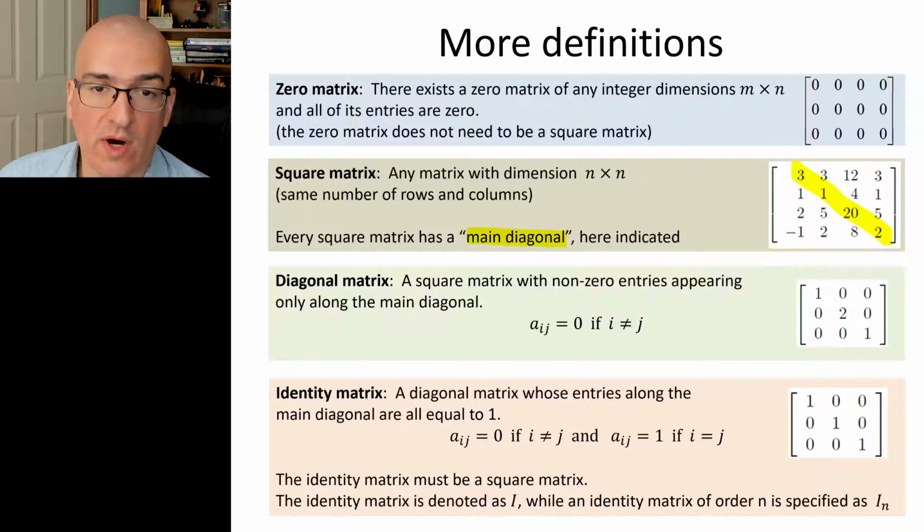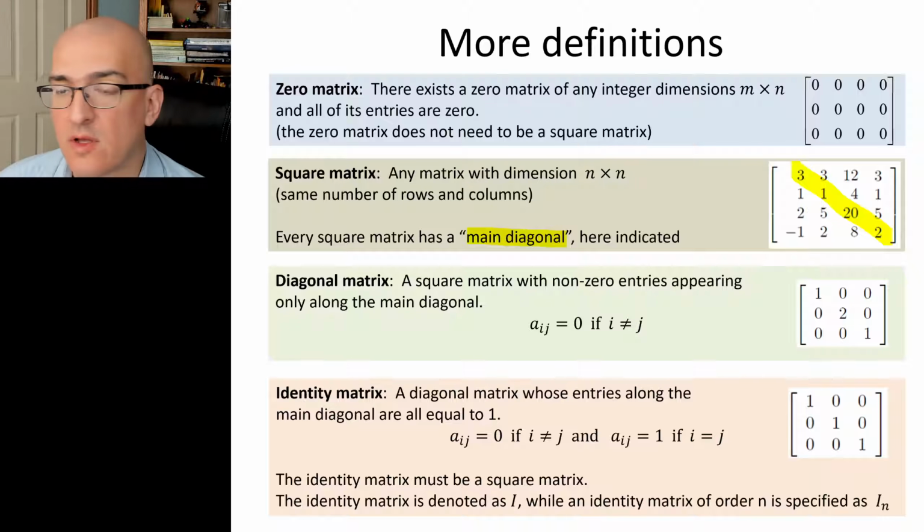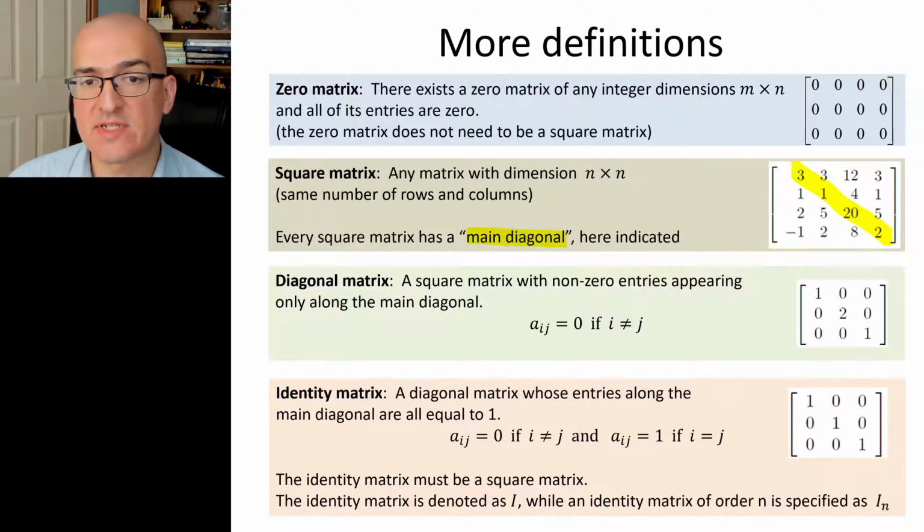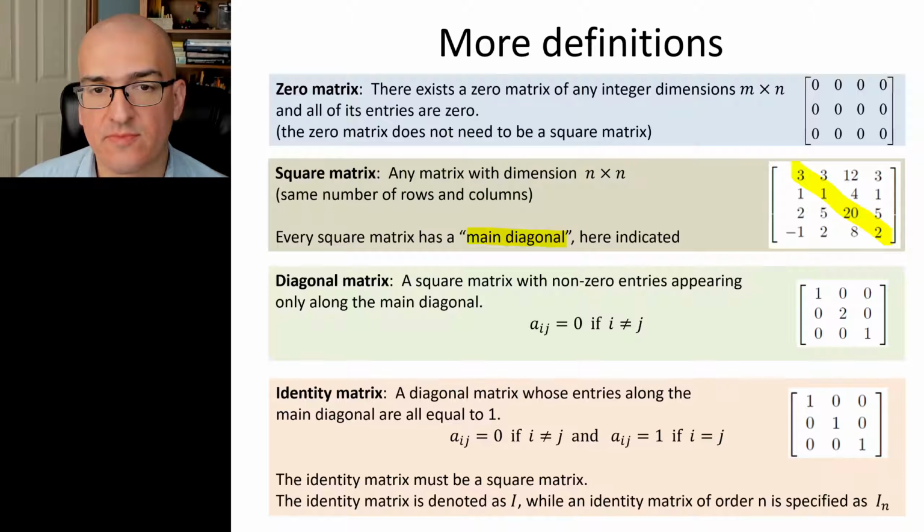Within this square matrix, if we look at the elements that are highlighted in yellow in this picture, we would say that those elements are along the main diagonal of the matrix. And every square matrix has a main diagonal.